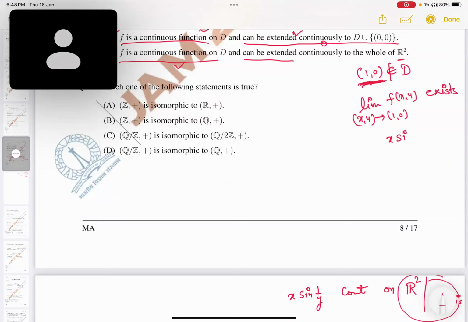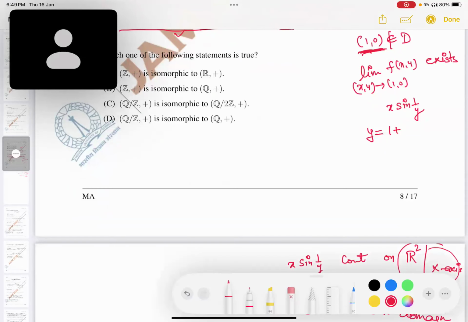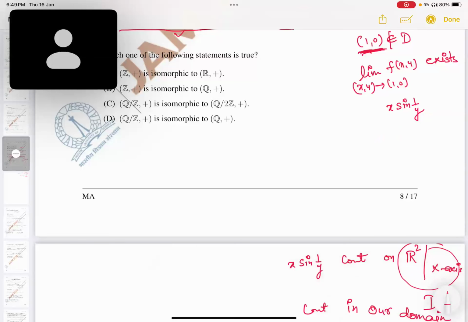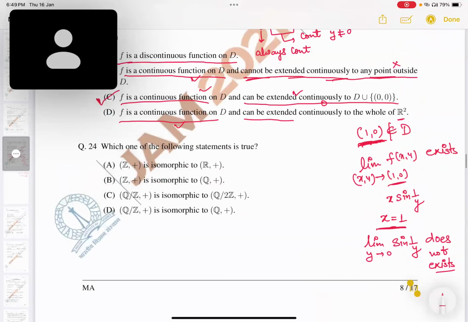So let's say the limit of this part. So your function is x into sine 1 by y. Right. Now, if you take this part, you take x equals to simply 1. So this line, x equals to 1, contains this point, right? Now, if you put x equals to 1, then the limit of sine 1 by y as y tends to 0 does not exist, right? So if the limit does not exist, you cannot extend that function continuously to that point. So you cannot extend this function continuously to this point. So this is not true.